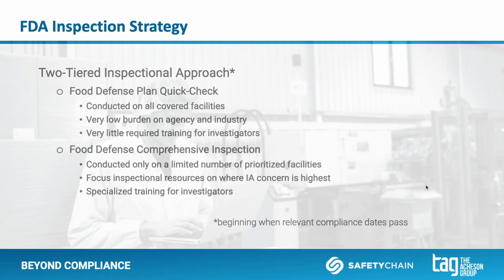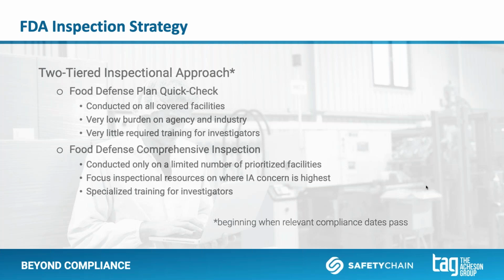Currently, the reasoning is they're going to have a two-tiered inspectional approach. First, they're going to do what they call the Food Defense Plan Quick Check, and it's going to be conducted in all covered facilities. It has a very low burden on the agency and the industry, and at the time will require very little training for the investigators. So the investigators are actually just going to ask you a couple of questions. They're going to take notes. They just want to see where you stand in relation to the rule.